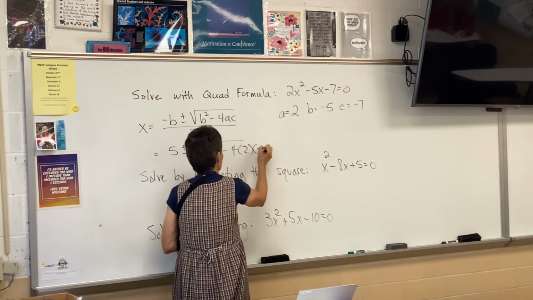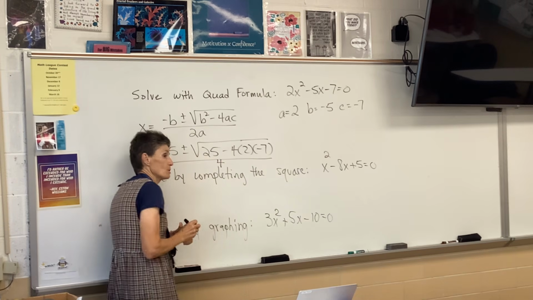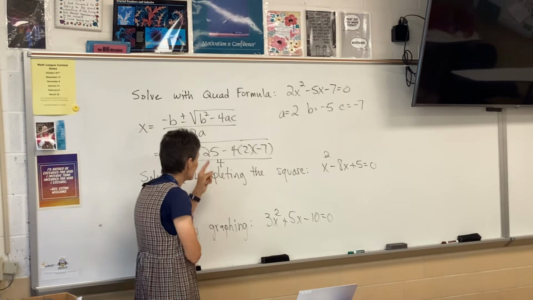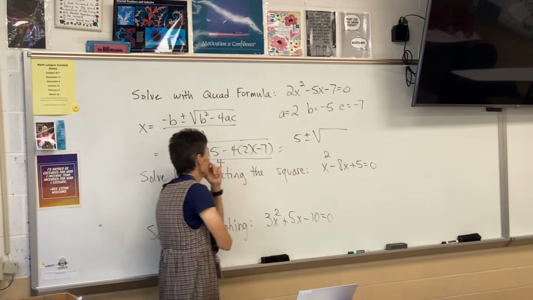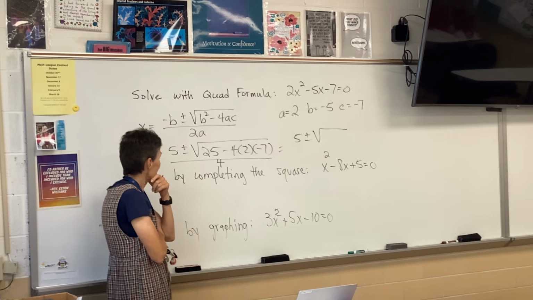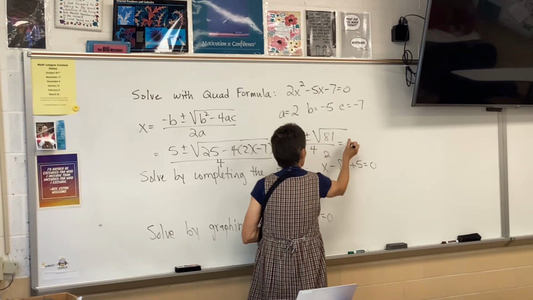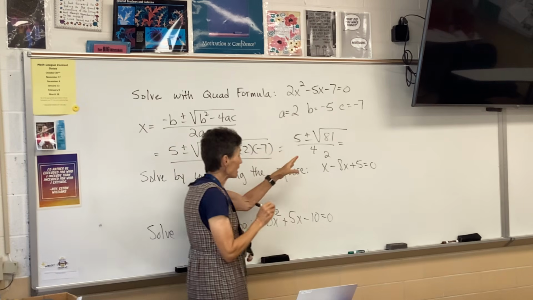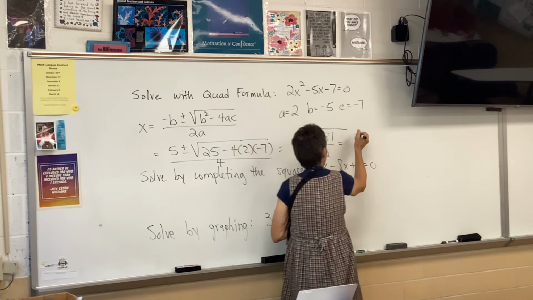Minus 4 times a times c, all over 2a. So far, so good? So now we need to figure out what that is. So 5 plus or minus the square root of, okay, what is that going to be? 81. Oh my gosh, 81? Well, that worked out great, because the square root of 81 is 9. If this had been 83, then we'd be done. But it's 81, so it's 9.